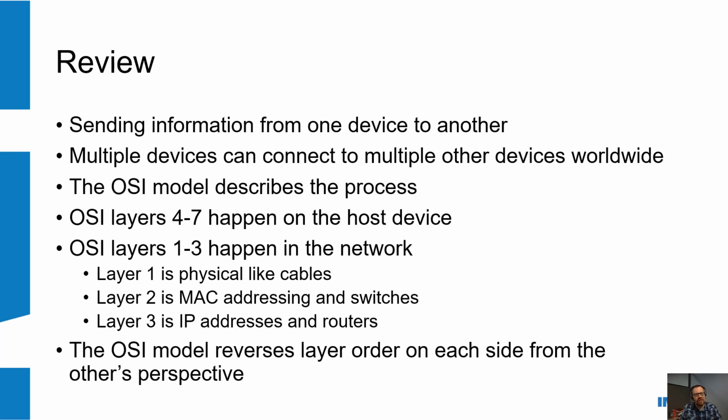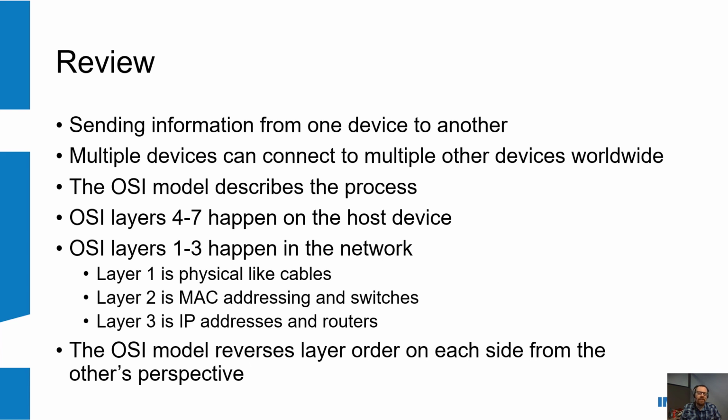Layer 1 is your physical layer, like your cables. Layer 2 is your MAC addressing, and we'll get to this later on, but MAC addressing is typically acted on by switches. And layer 3 is the IP addressing, which is technically acted on usually by routers. We'll also get to that later, but remember: layer 1 physical, layer 2 MAC, layer 3 IP.